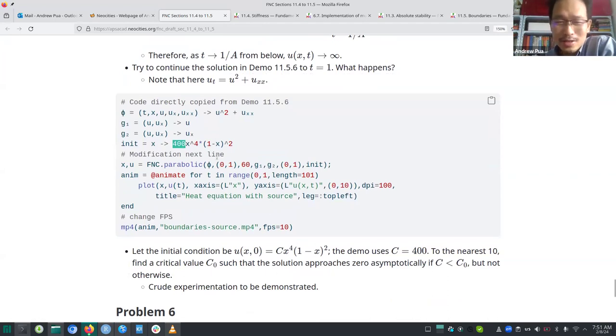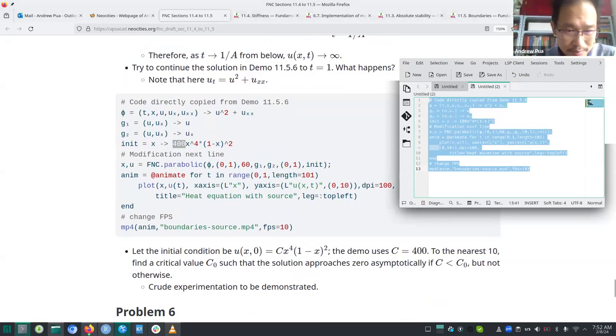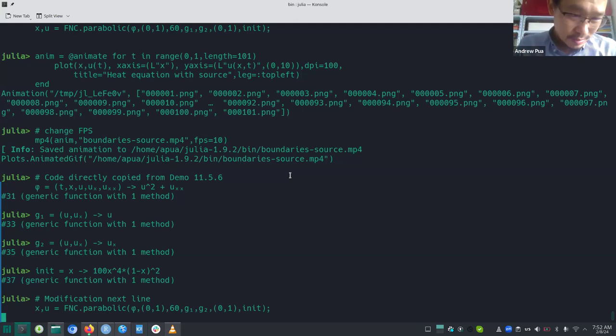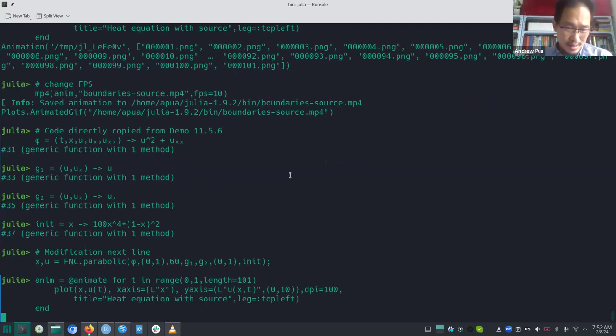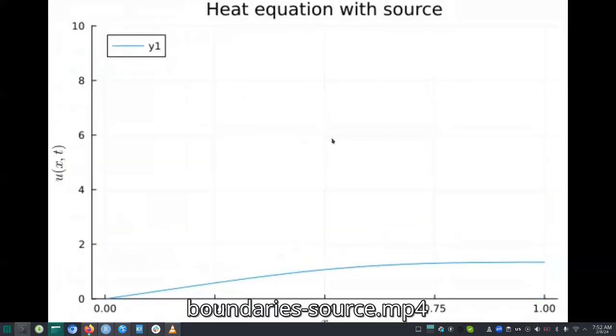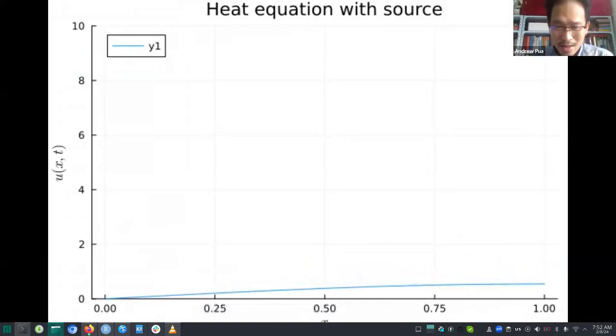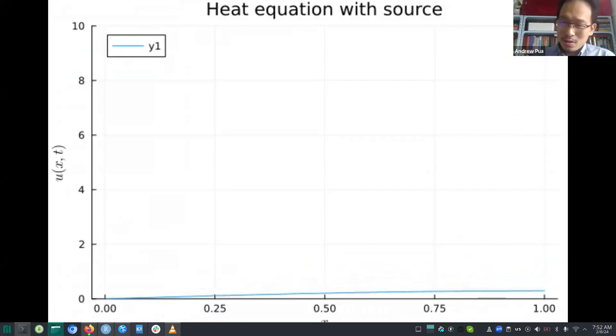I didn't do a loop here to generate a lot of videos for different values of C, but there's a point where the solution is behaving very well, but then afterwards it's going the way that you've seen earlier for C equals 200. Let me just put 100. Okay. So this is T equals 100. See? So it's going to zero, yeah.